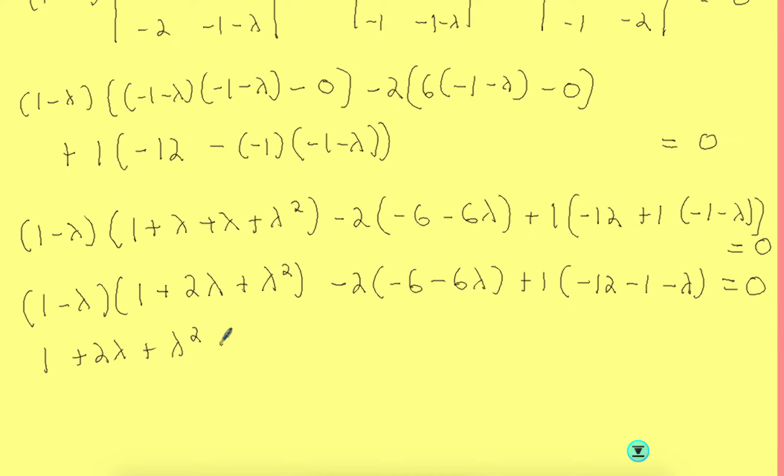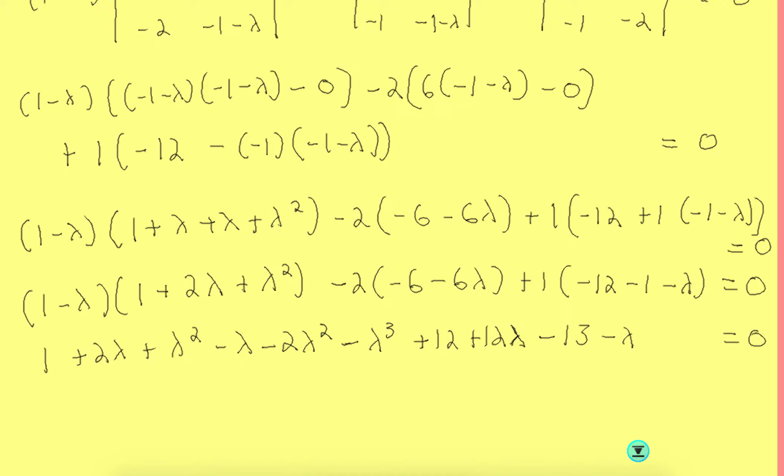Then I've got negative lambda times 1, which is negative lambda. Negative lambda times negative 2 lambda is negative 2 lambda squared. And negative lambda times lambda is negative lambda cubed. Right, here, plus 12 lambda. Here, that is negative 13, so that's going to be take away 13 and take away lambda is equal to 0.